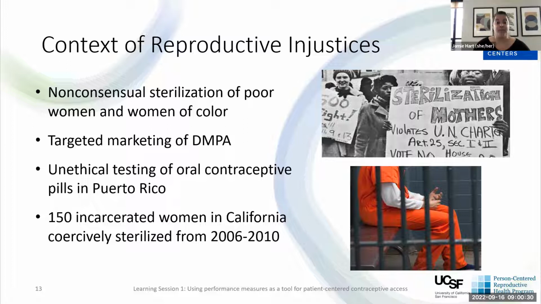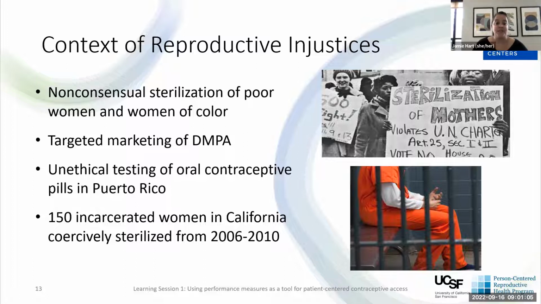From non-consensual sterilization of poor women and women of color throughout the 1900s, targeted marketing of things like LARC and long-acting contraceptives in certain communities, unethical testing of oral contraceptive pills in Puerto Rico in the 1950s, and then between 2006 and 2010, coercive sterilization of 150 incarcerated women in California. That's not that long ago. Most of this is within our lifetimes.